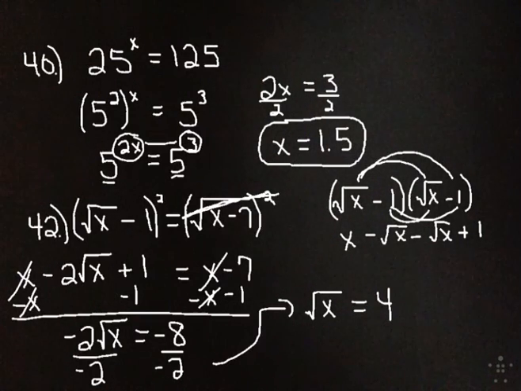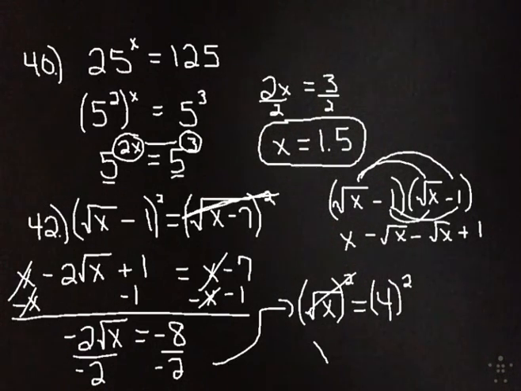So how do you get rid of a square root? Well, we'll have to square again. So square both sides. And when you square a square root, they cancel. So you get x is equal to 16 in this case.